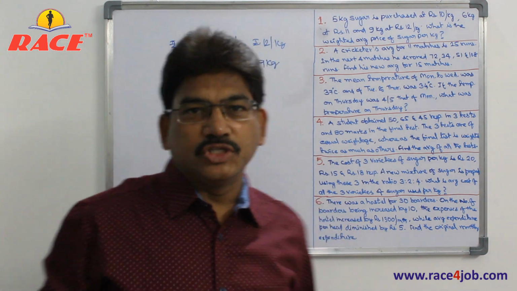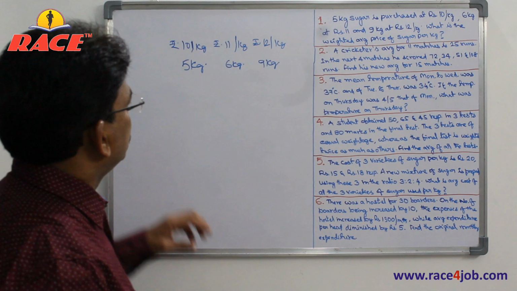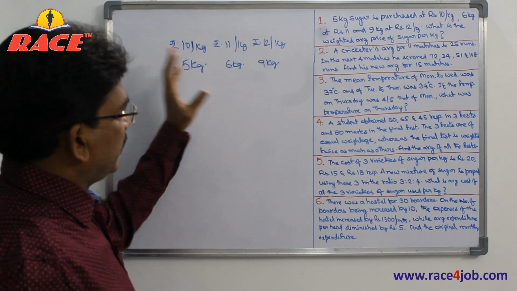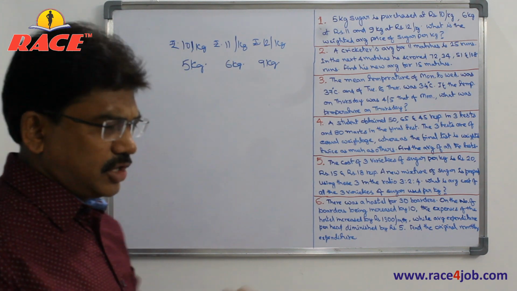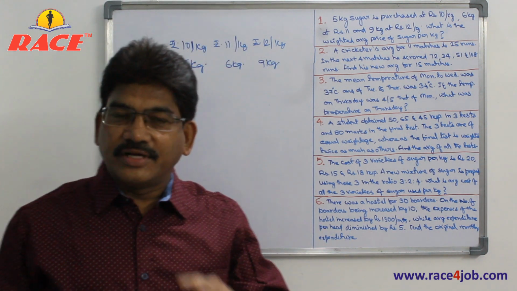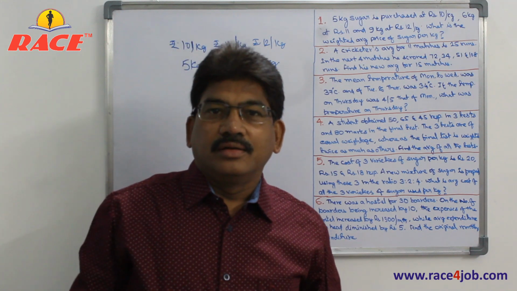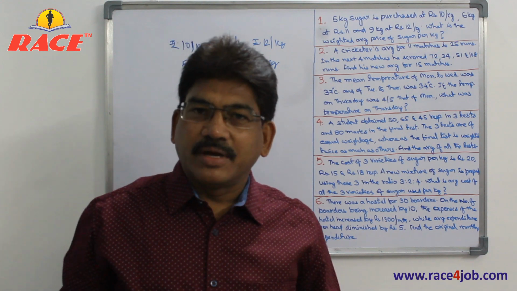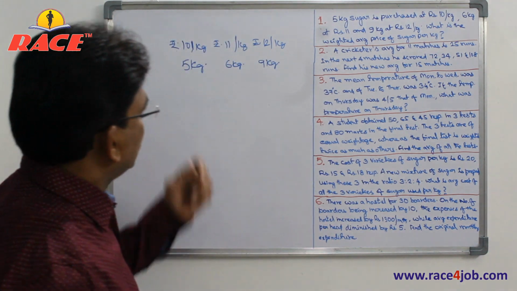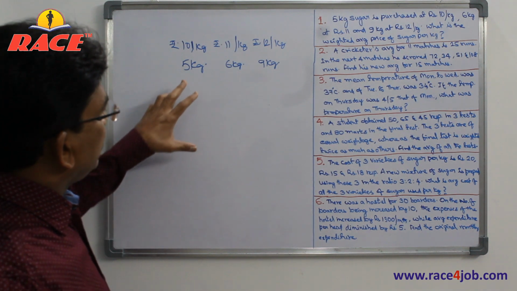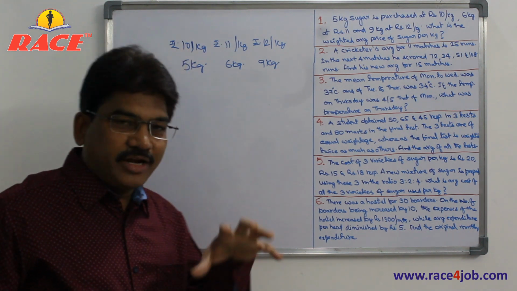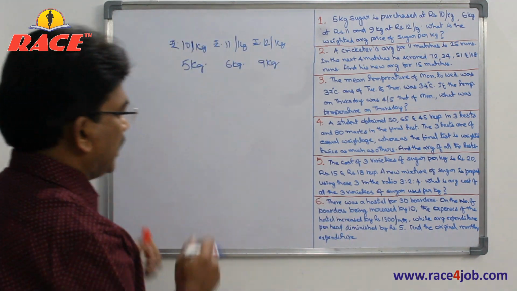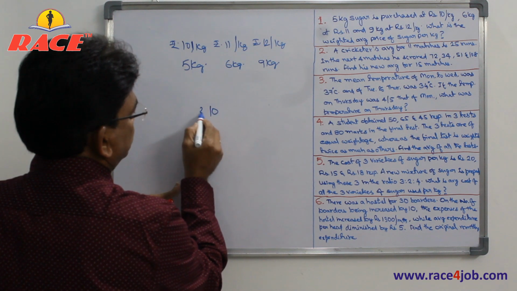So, how to find out this one? The regular way: 5 kgs at 10 rupees, 5 into 10, 6 into 11, 9 into 12, add all the 3, by 5 plus 6 plus 9. That's how we get the answer. Weighted average, I said, so MA plus NB plus PC by A plus B plus C, like this. See, let us assume that 10 rupees is the average price. I am assuming the average price as 10 rupees.